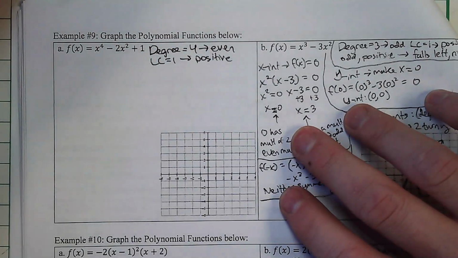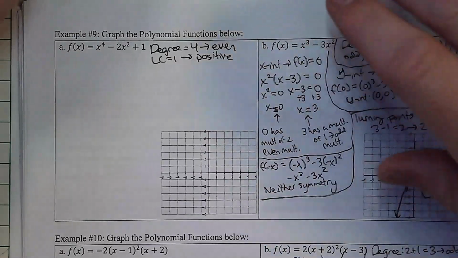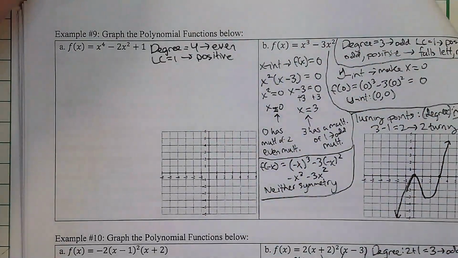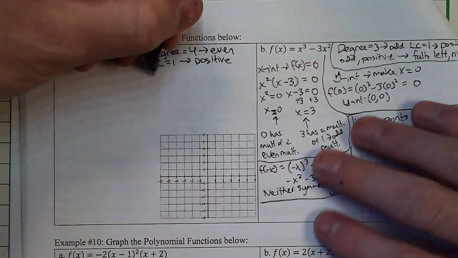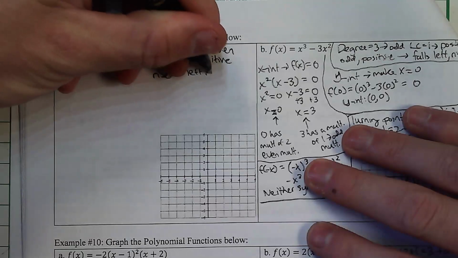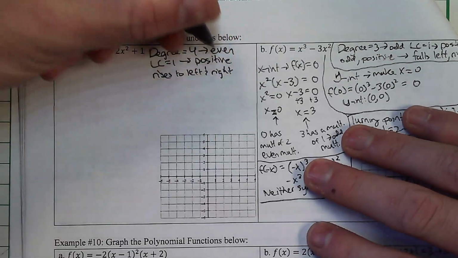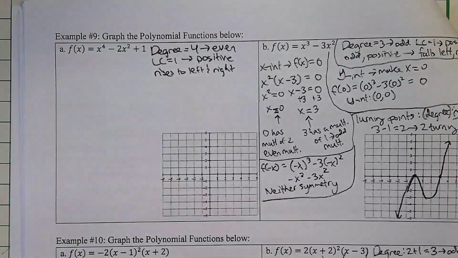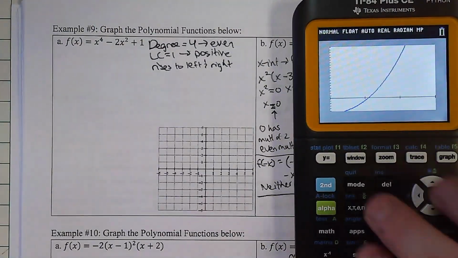Okay, we have to remember, y'all want me to go back. Even positives go up, rise to the left and right. I can go back and prove that to you, but I don't. So even positive rise to the left and the right.